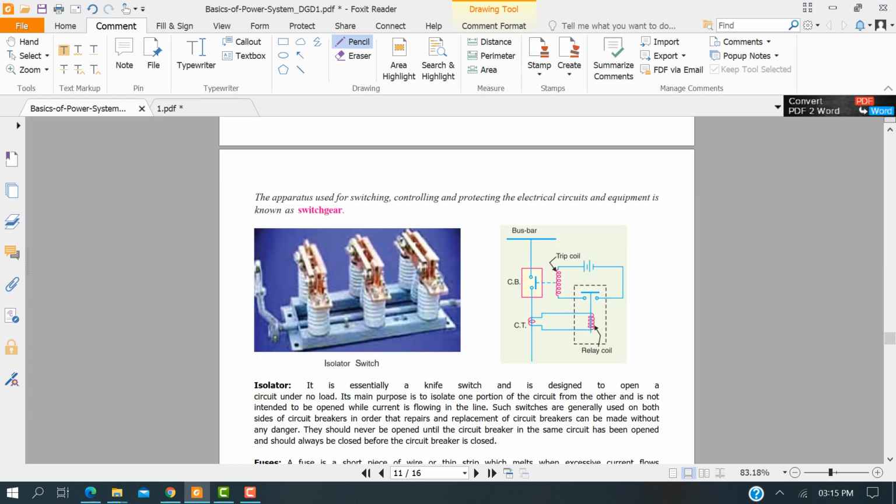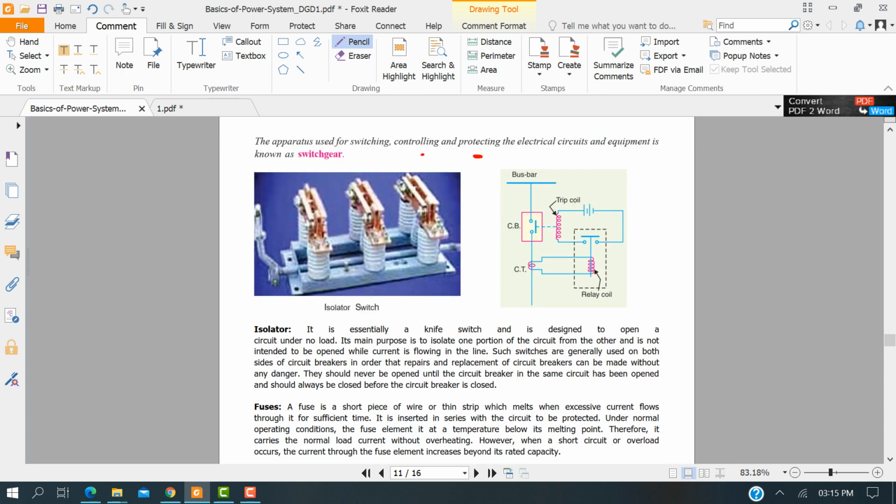Let's talk about the switchgear element. Switchgear is used for switching, controlling, and protecting. Now the protecting device comes in here. An isolator is just a single switch, so it can be operated only under no load condition. It's typically connected before and after the circuit breaker.